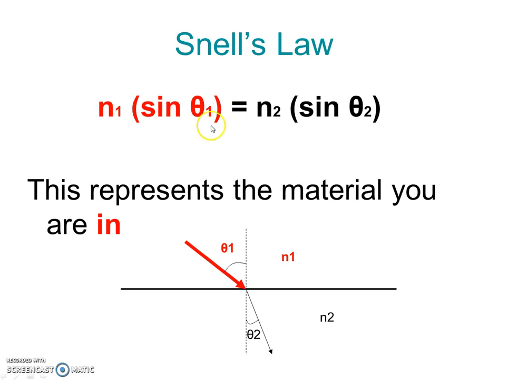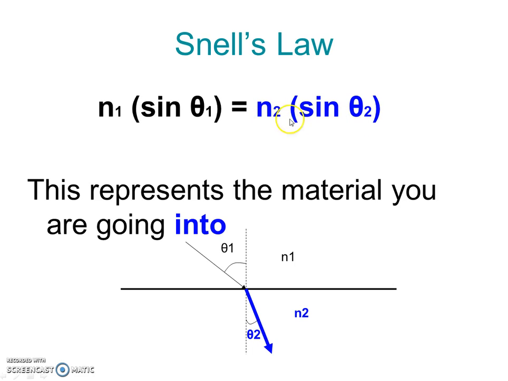On the left side of the equation, this represents the material that you're in. So if we take a look at the ray coming in, the ray is going to come in at a certain angle as measured to the normal. It hits the new material and bends as it comes through that new material. So the n1 represents the material that you start in. Most of the time it's going to be air. Theta 1 is your angle of incidence as measured to the normal.